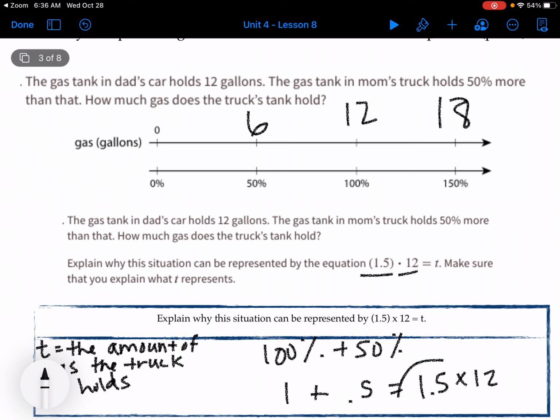So the 1.5, remember when you're changing percents to decimals, you move the decimal 2 places. So if you have 100%, you move the decimal two places to the left. So 50, you're moving it 2 places to the left.